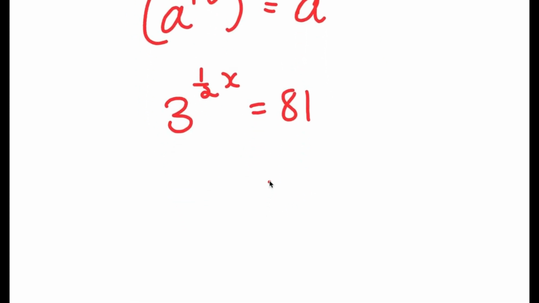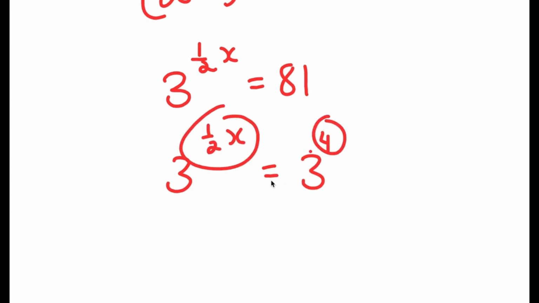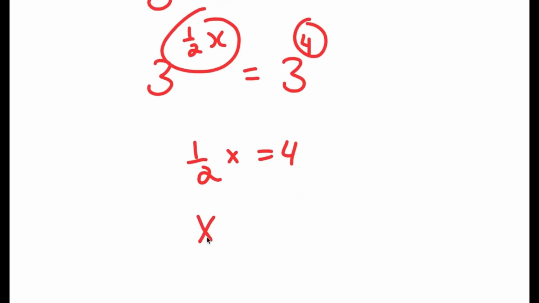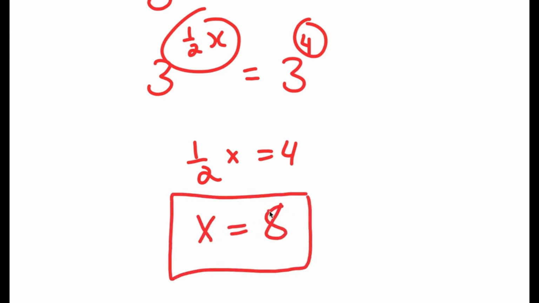Now, 81 is the same thing as 3 to the power of 4. So now I have 3 to the power of 1/2 x is equal to 3 to the power of 4, and this means 1/2 x is equal to 4, and x is equal to 8. So 8 is my answer.